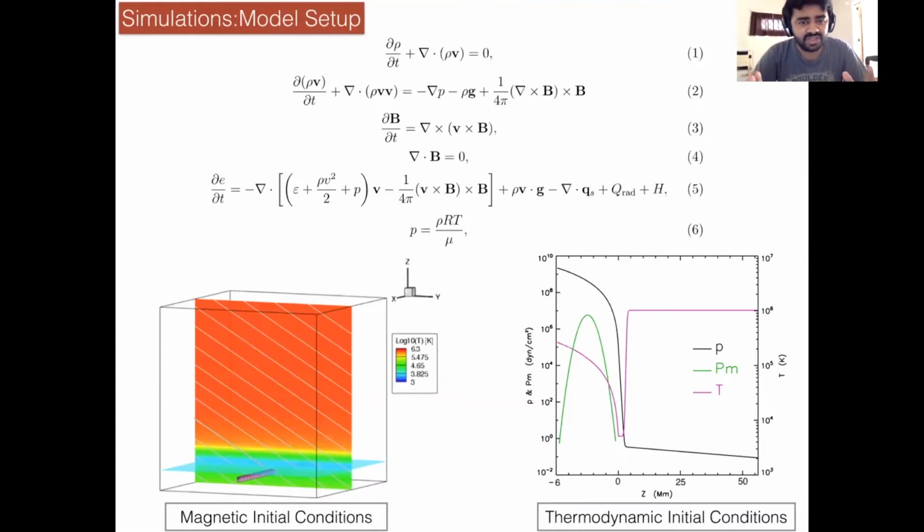Now you see a bunch of complicated equations, but these represent the basic physics principles that we know of. The first equation is just mass conservation. The second equation is Newton's second law of motion.